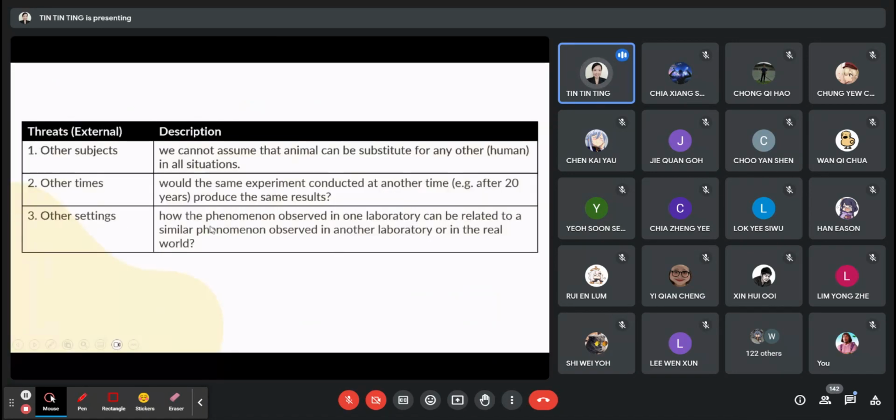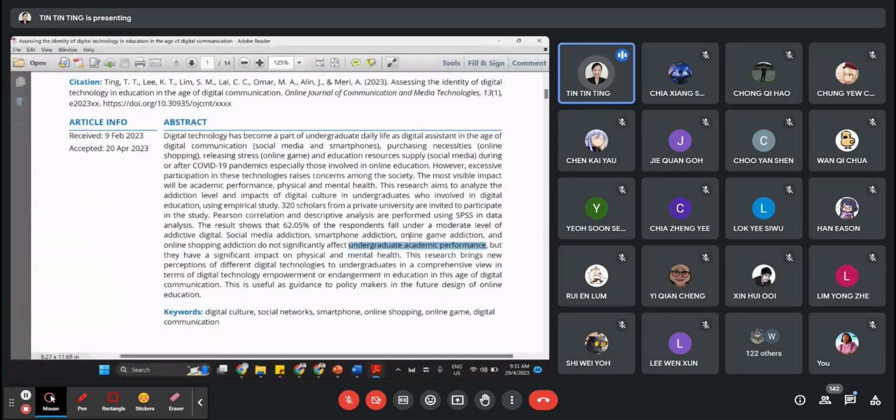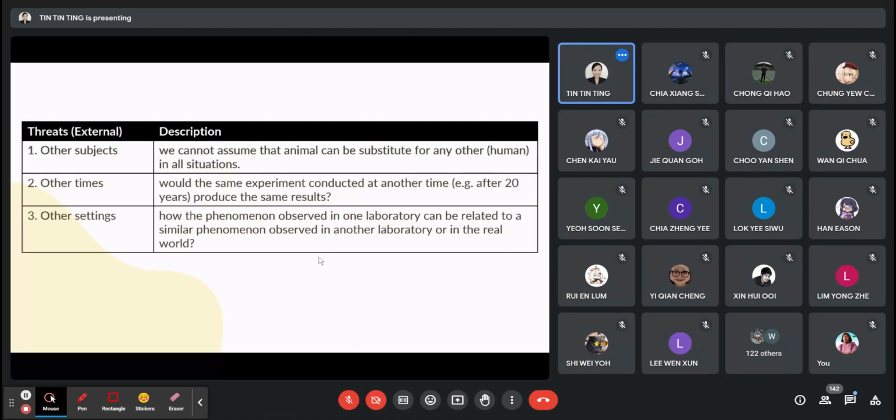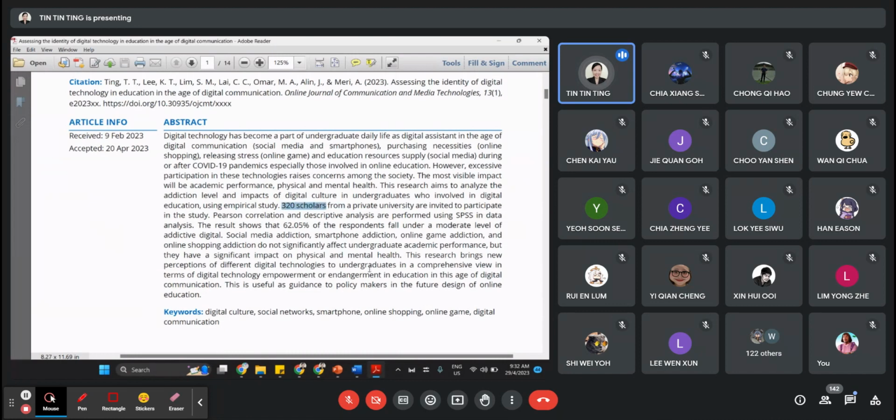Other setting. How the phenomena observed in one lab can be related to similar phenomena observed in another lab. For example, we did this in TAR UMT, on TAR UMT students. The 320 scholars are actually from TAR UMT students. We collect data from your seniors. Then we cannot generalize this and say that this result is applicable to another private university in the US. We cannot make that conclusion.